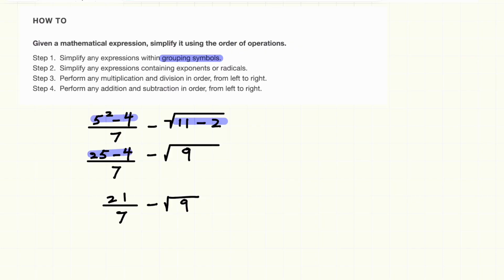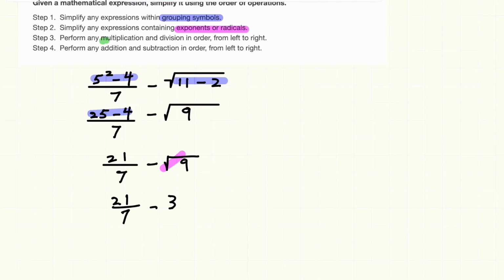No more grouping symbols. We can turn to step 2, exponents and radicals. The radical square root of 9 can be simplified to just 3. So 21 over 7 minus 3. Our next step calls for multiplication and division. And since we have division, that would be next. 21 divided by 7 is 3. Lastly, addition and subtraction. 3 minus 3 is 0. So simplifying this expression gave us just 0.